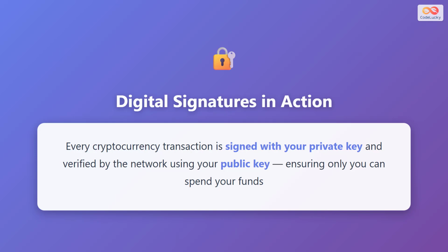Every cryptocurrency transaction you make is signed with your private key and verified by the network using your public key. This ensures that only you can spend your funds. When you send Bitcoin or Ethereum, your wallet software automatically creates a digital signature using your private key. The blockchain network then verifies this signature before accepting the transaction. This elegant system allows billions of dollars to be transferred securely every day without relying on traditional financial institutions. Digital signatures are what make trustless, decentralized cryptocurrency possible.